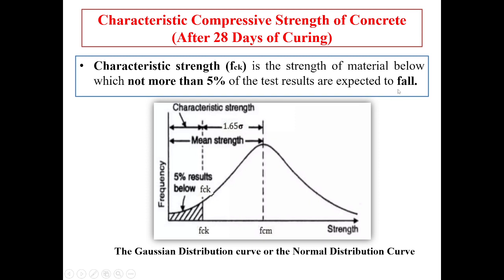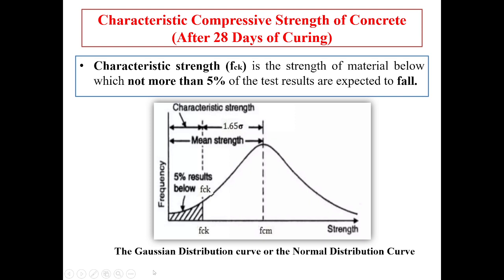For example, if we cast 100 concrete cubes of M20 grade, that means 20 Newton per mm square strength after 28 days of curing, then we expect that at least 95 cubes out of 100 should show the value equal to or more than 20 Newton per mm square. Means 5 cubes out of 100 are permitted to fall below the 20 Newton per mm square. Then that strength we call it as characteristic compressive strength.